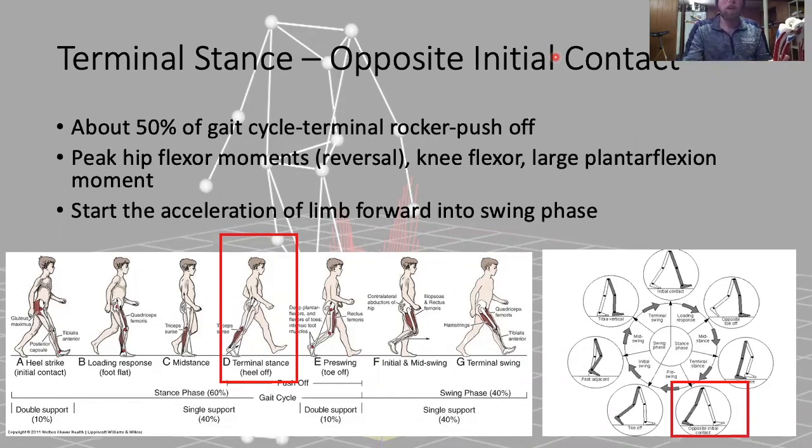And now we're starting to see a reversal of the torques. Instead of being in extensor moments, we're going to flexor moments. Why? Because we're going to have to start flexing the knee. We're going to have to start flexing the hip to be able to clear the ground as we swing through. So we're going to start the acceleration of the limb forward into the swing phase.